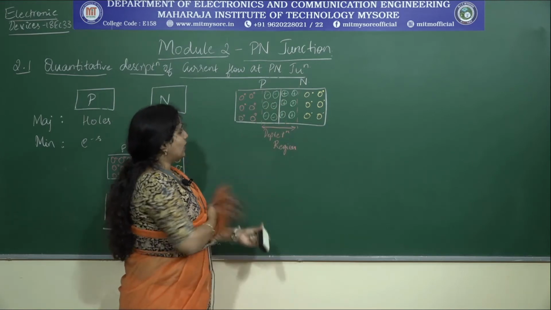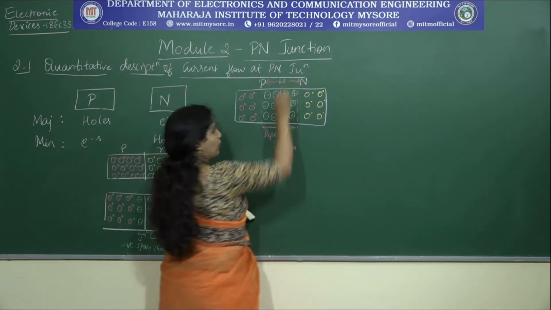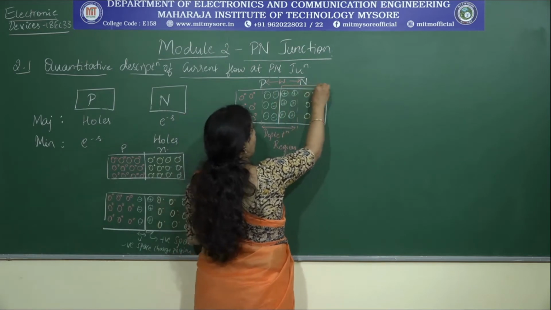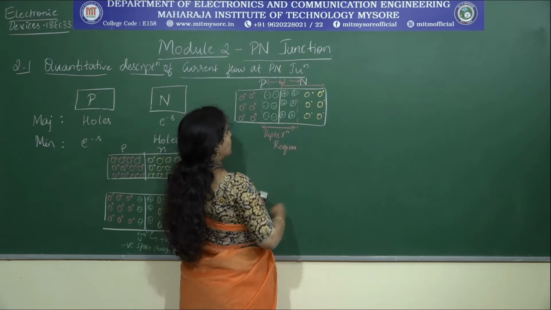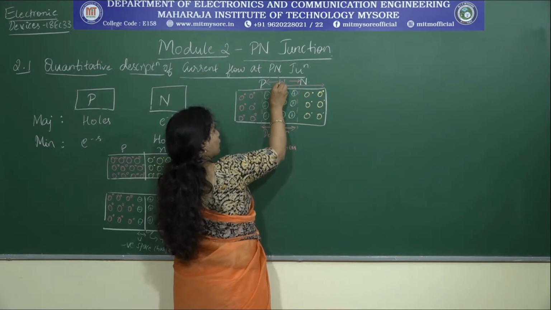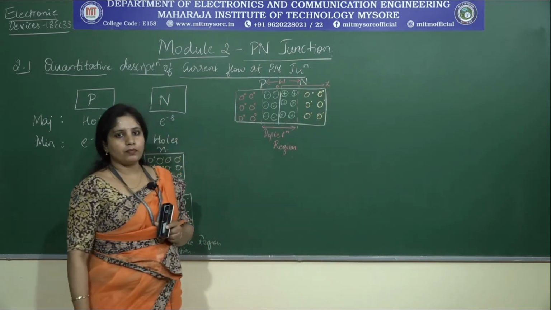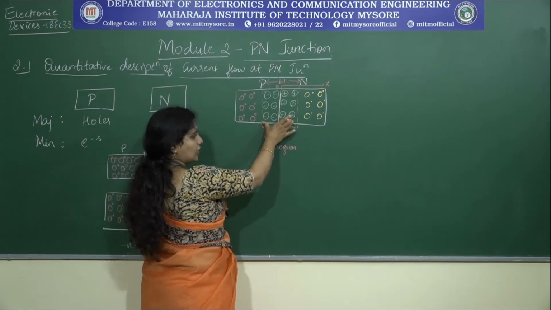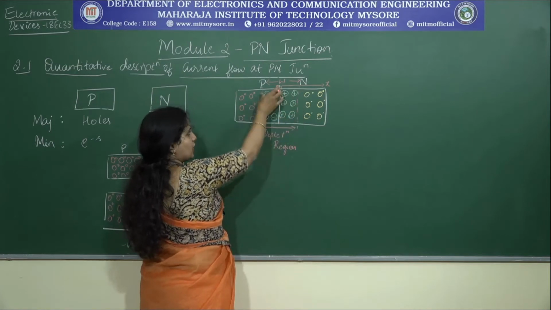Now, let me represent the depletion region width as W. And let me consider a distance x, and I will tell you why this distance x is required, and let me consider this point to be 0. Let me consider the direction to be x.